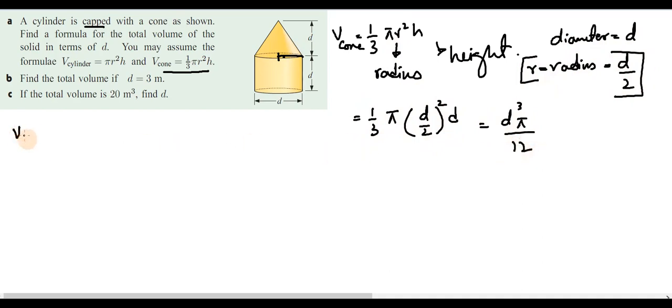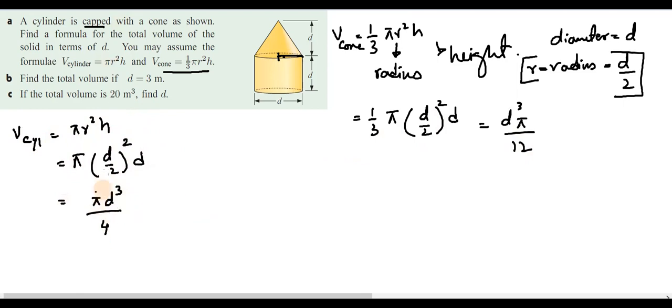Similarly, the volume of the cylinder is pi r squared h. And again, the radius is the diameter divided by 2, and also the height is d. So with height d, it's pi d cubed over 4.